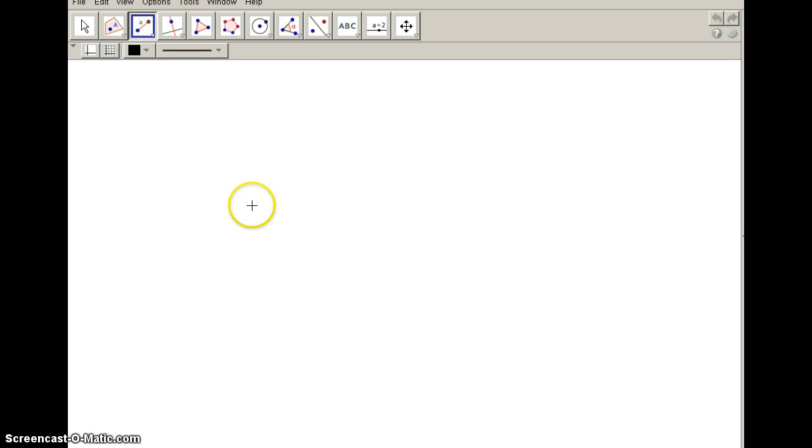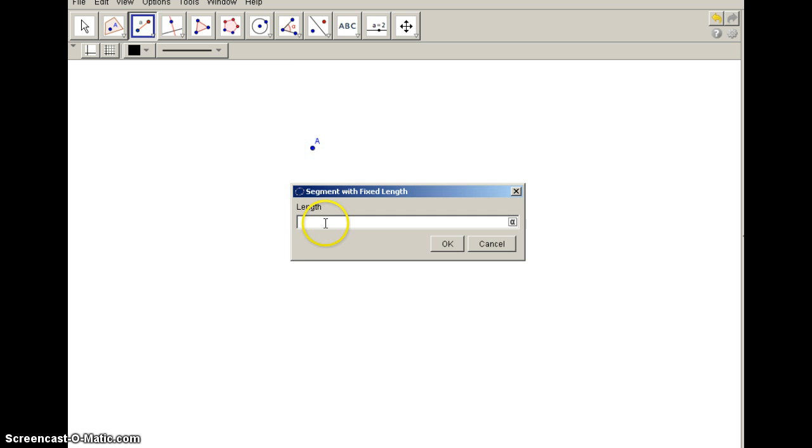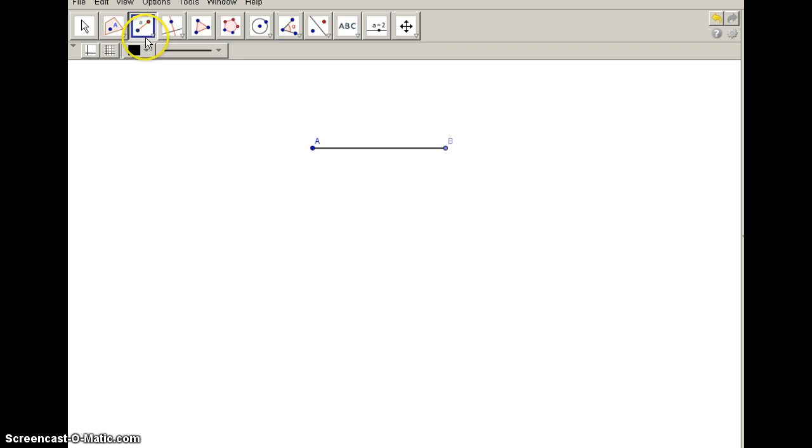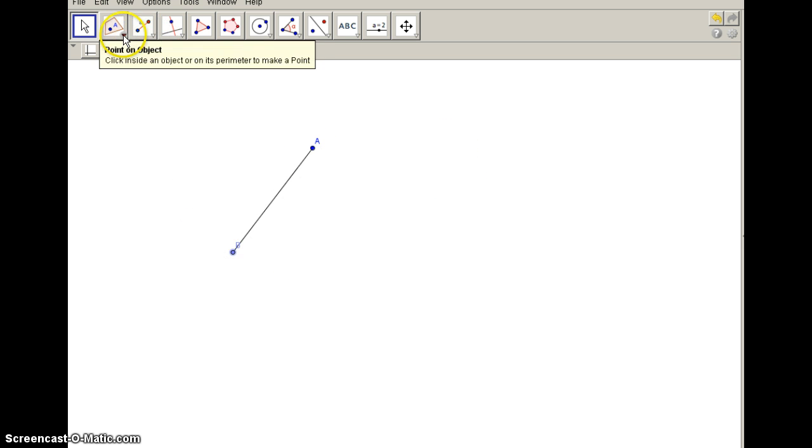Okay, so we're going to create an isosceles triangle. An isosceles triangle is a triangle with two legs that are congruent. So in this case, I'm using my tool to make segments with fixed length because I want to make sure that I have two segments that are identical. So we have segment AB here.